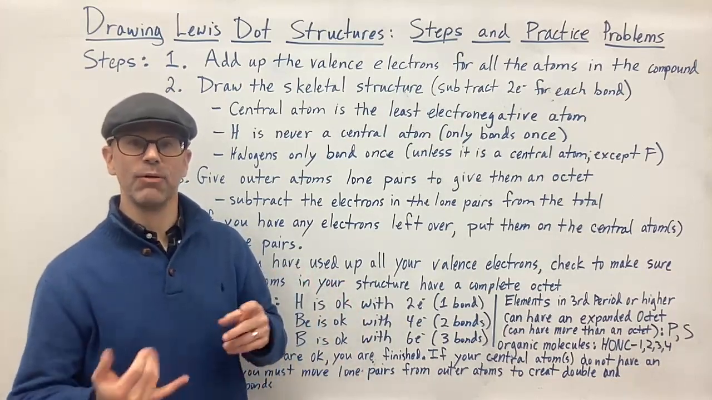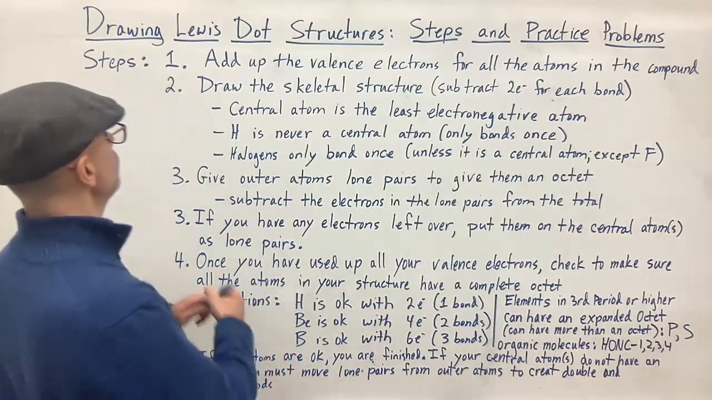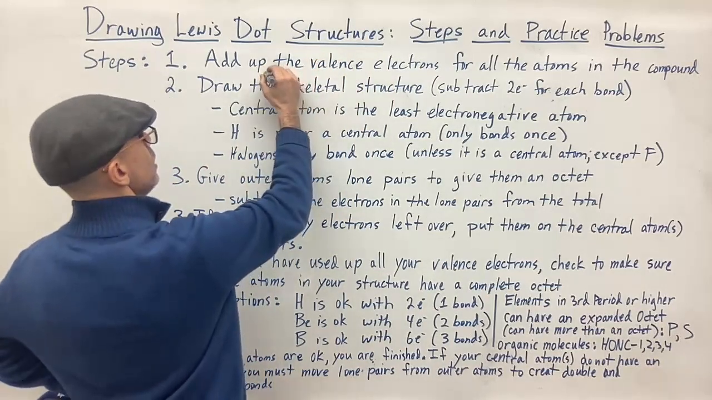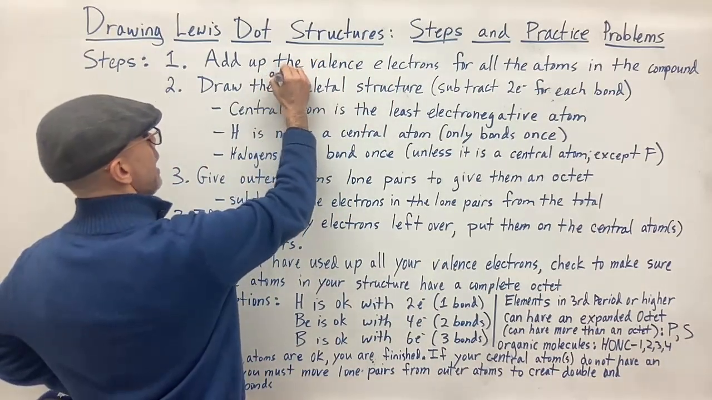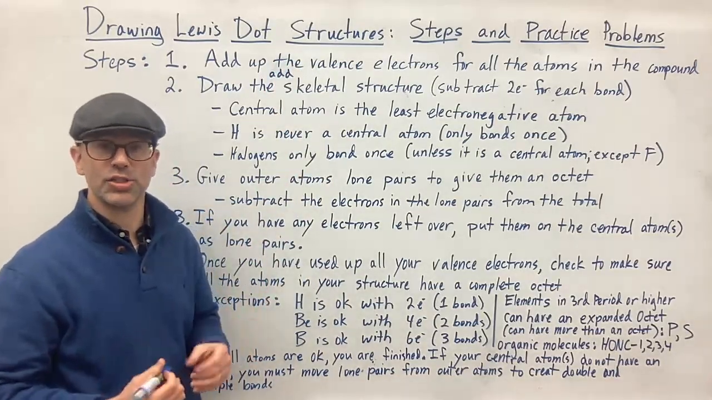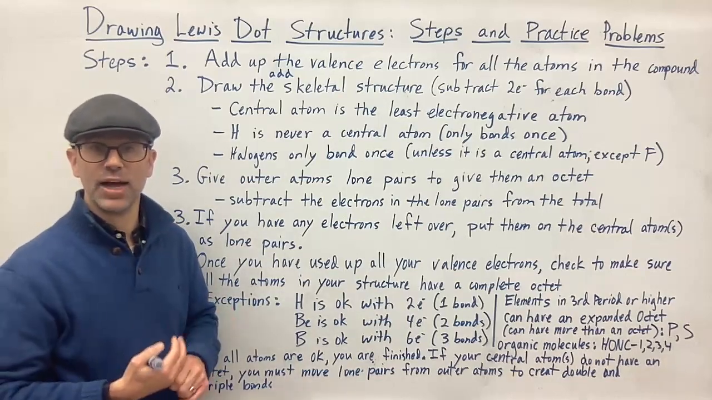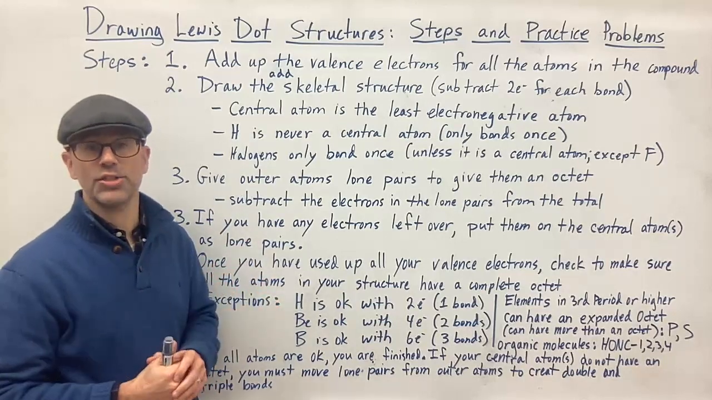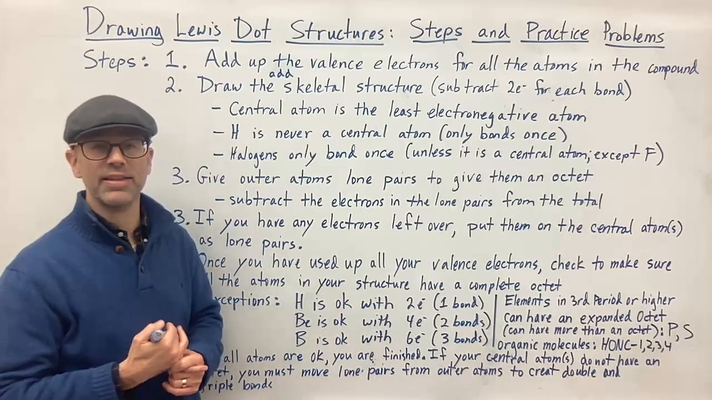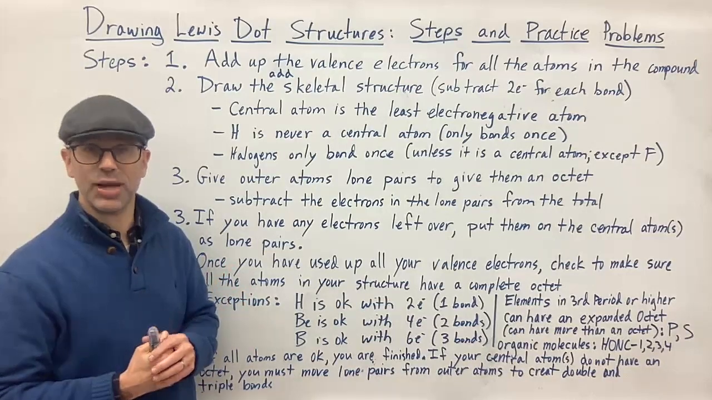The other thing that I want to mention is, and I didn't write it down, so I'll write it down right now, is you're going to want to also take in consideration the charge. So if you're given like a polyatomic ion or something along those lines, if you're given an ion with charge, you got to take that in consideration. So if you have a negative charge on your ion, that means you have more electrons. So you have to add those electrons to your total.